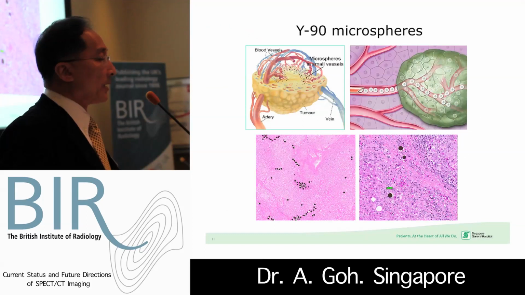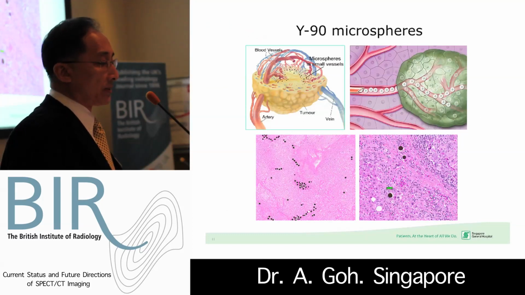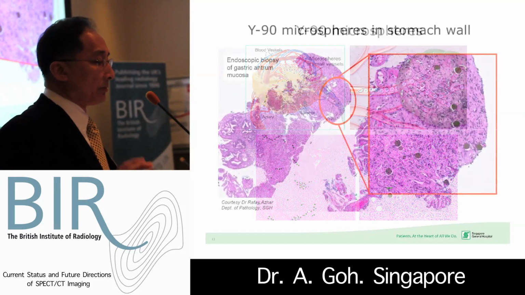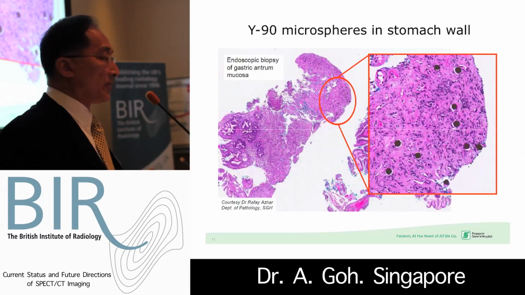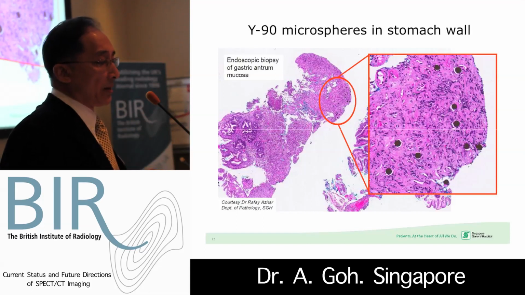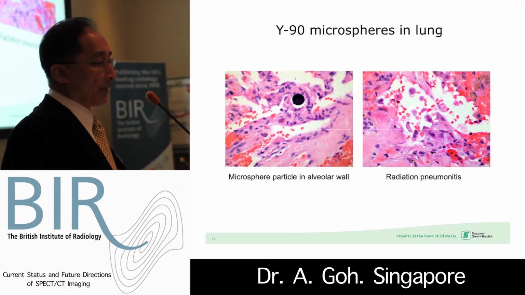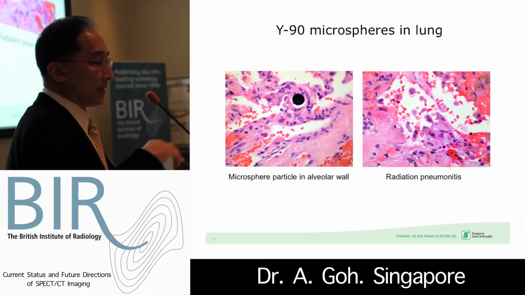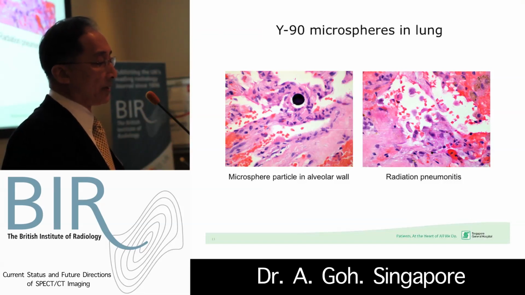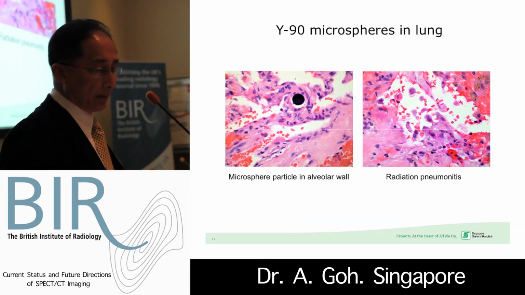So these are just what the microspheres look like in the tissues. Here are the microspheres, the little black beads in the liver with some surrounding reaction. And we know where we don't want it to go. Here's a patient with gastritis, post-yttrium therapy, showing the yttrium microspheres in the gastric wall in the biopsy. You also know the other known hazard is radiation pneumonitis, and here we see a microsphere particle in the alveolar wall.